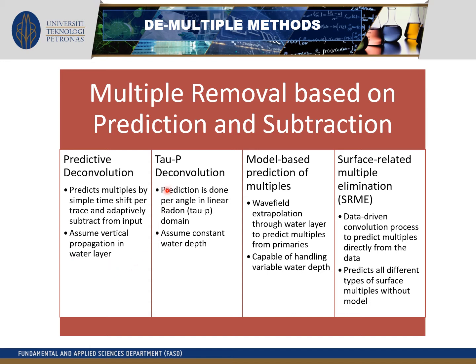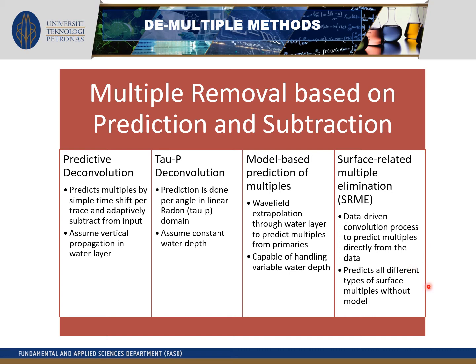And then we have Tau-p deconvolution, where the prediction is done per angle in the linear Radon Tau-p domain, which is much more reliable. However, this assumes constant water depth. Then we have an advanced model-based prediction of multiples, where it takes into consideration the variation of the water depth, and it also is a wave field extrapolation through the water layer to predict multiples from primaries. And finally, we have the SRME, which is a data-driven convolution process to predict multiples directly from the data.